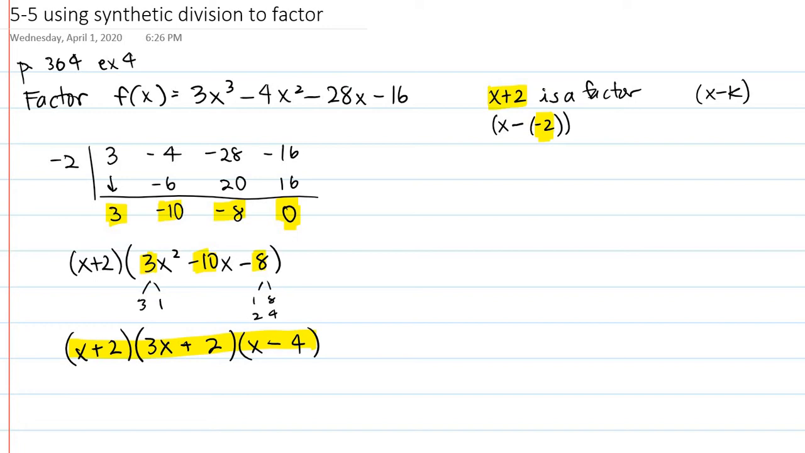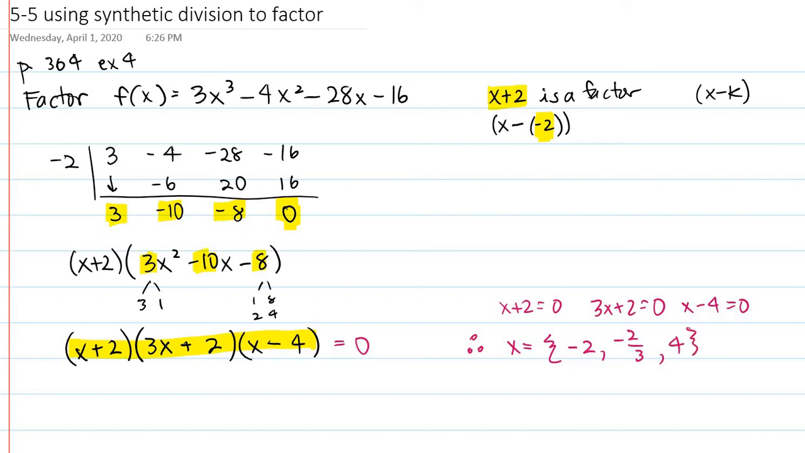Recall that if this were set equal to 0, we now could use our zero product property in order to find out all of the solutions or all of the roots, because we would know that x plus 2 is going to equal 0, or 3x plus 2 would equal 0, or x minus 4 would equal 0. And we solve each of those equations, and we would get negative 2 as a solution, negative 2/3 as a solution, and positive 4 as a solution.